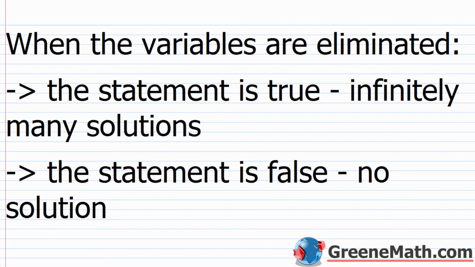All right, now we've already seen this in the substitution video. When the variables are eliminated, all of them, there's nothing left in the equation you're working with. When the statement is true, there's infinitely many solutions. So if you get something like 15 equals 15, 29 equals 29, 35 equals 35, so on and so forth. If the statement is false, so 3 equals -2, 7 equals -21, so on and so forth, there's no solution. So in this case right here, the second case, they are parallel lines.